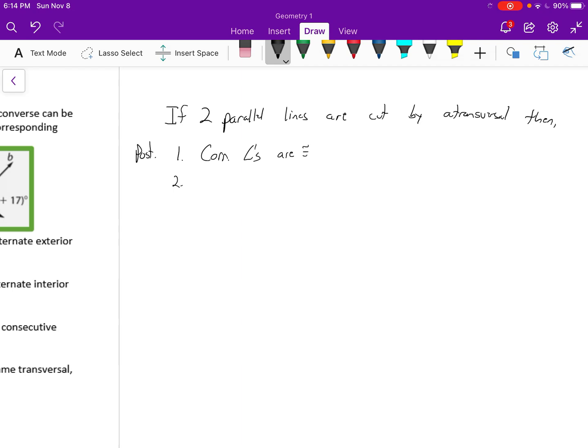We had alternate interior angles are congruent. We had alternate exterior angles are congruent. And we had consecutive interior angles are supplementary.